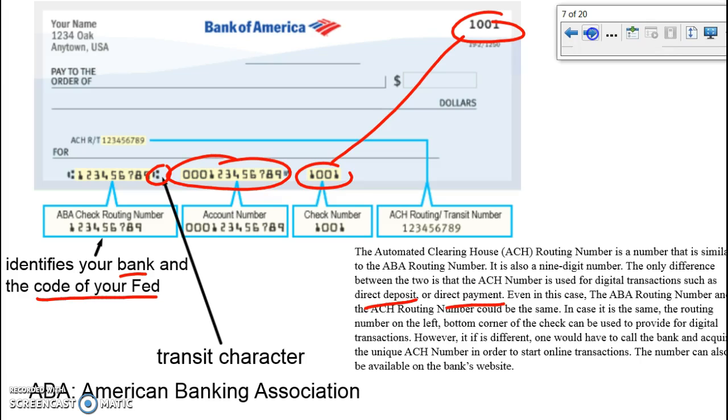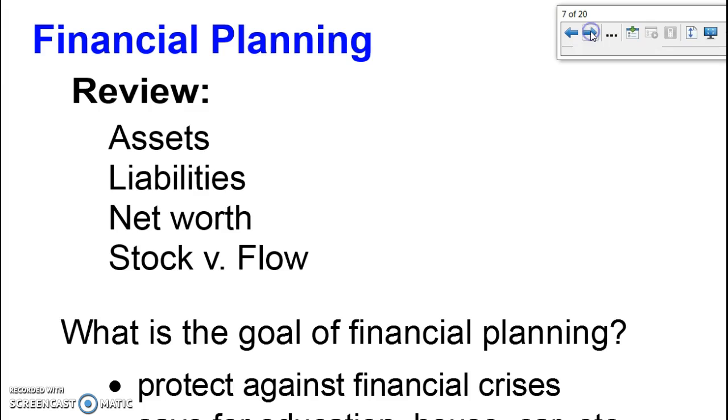So if you have direct deposit or direct payment set up, for example, you work somewhere and rather than getting a paper check, the money is going directly into your account and you just get a copy of the check, that would be direct deposit. And the ACH routing number might be different from the ABA routing number. So you can read the rest of that, but you do want to be familiar with what the different numbers on a check are.